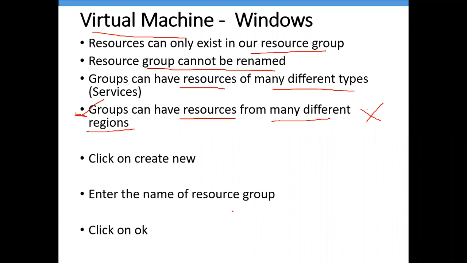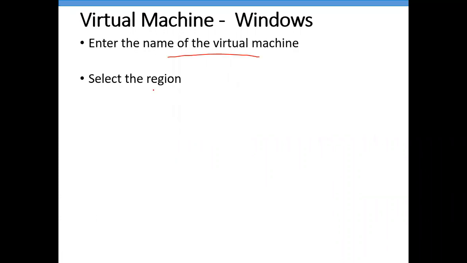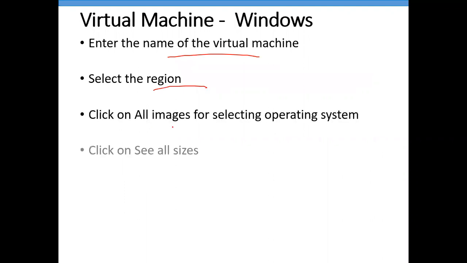So we have selected our resource group. We have done that. Entered the name, and the region we have selected. Now I'm going to select an image.